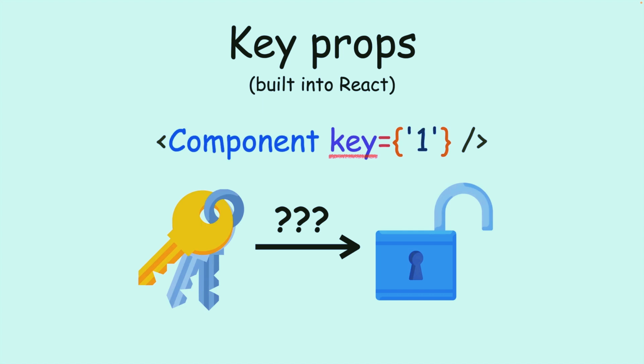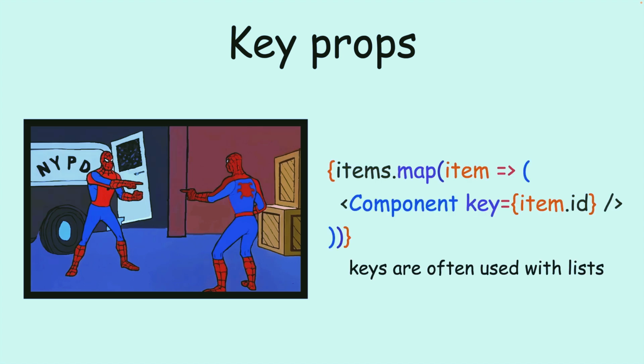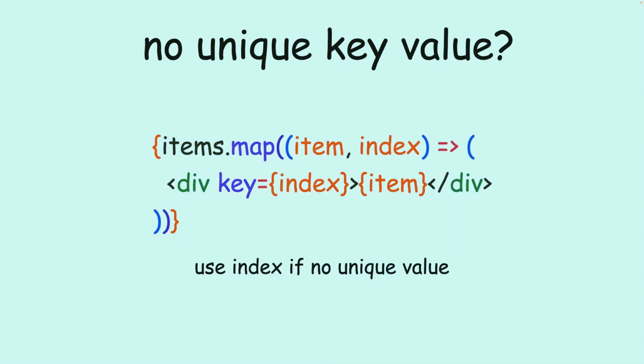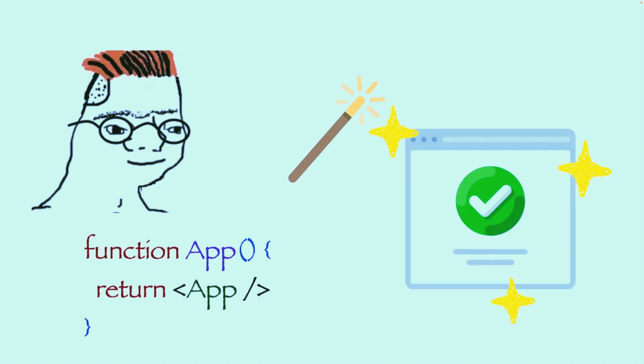The key prop is another built-in prop to React. And no, unlike the name implies, it doesn't unlock anything interesting. The key prop is used so React can tell one component apart from another, usually when you're creating a list with the map function. A key is just a unique string or number to identify a component. You'll usually know when you need to add a key because React will warn you in the console. Fortunately, if you don't have a unique value for each item, you can always use the current index from the map function.